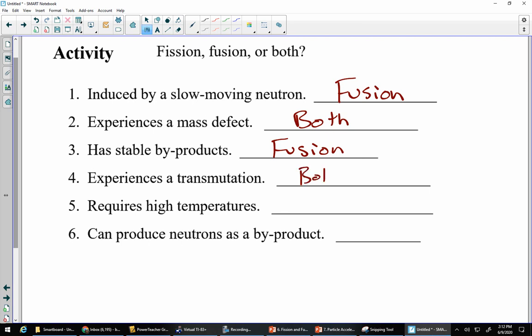Which one experiences a transmutation, so a change in the type of nucleus that we've got? Well, both of them. We saw that on both of them. Which one requires, not produces, but requires really high temperatures? Fusion. And which can produce neutrons as a byproduct? Turns out it's both. Fission produces 3, fusion usually produces 1. That being said, with fusion, if you get to big enough stars, you can fuse together to make iron and heavier elements and stuff like that.